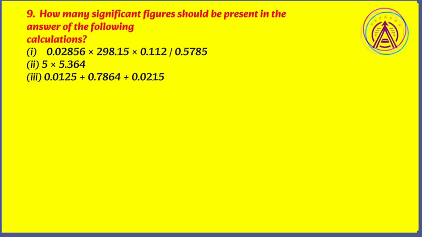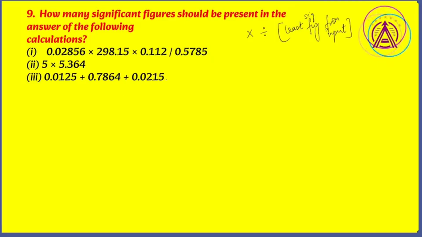Now remember one thing, the rule is in case of multiplication and division, you will look into your inputs. Calculate the significant figures in your inputs and your answer will have the least significant figures from the input. And in case of addition, this was also discussed in the very first video, in case of addition or subtraction, we keep the least number of decimal places from our input.